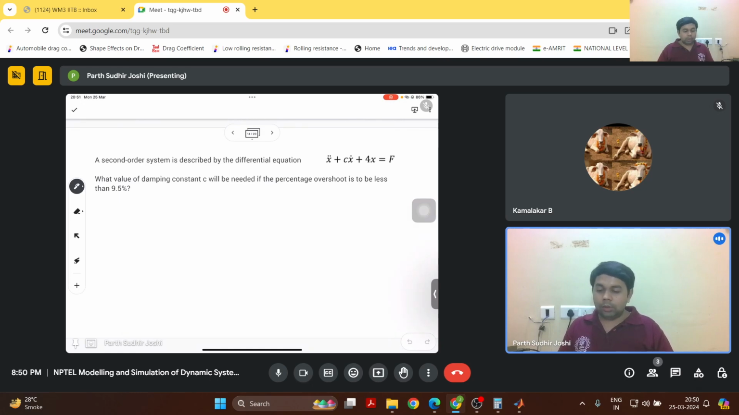So let's look at another problem. The differential equation is given now here. It's the same kind of problem that we had looked at some time ago. So we need to find out the value of the damping constant C so that the percentage overshoot is less than 9.5%.